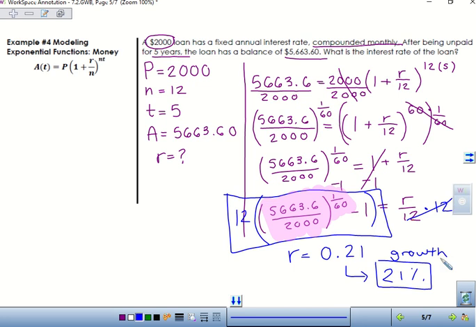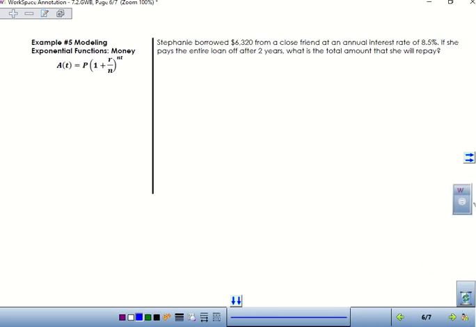Why is this growth and not decay? The person's loan is getting what? Bigger. Okay. So if you guys are struggling with the calculator on this one, like I said, I'll come around and make sure you guys can figure it out by the end of class. Just want to make sure you have enough time to do that.